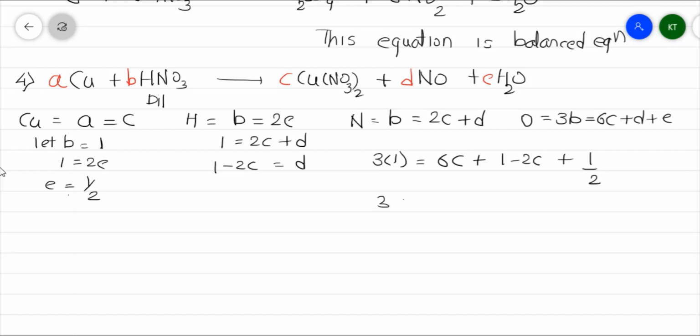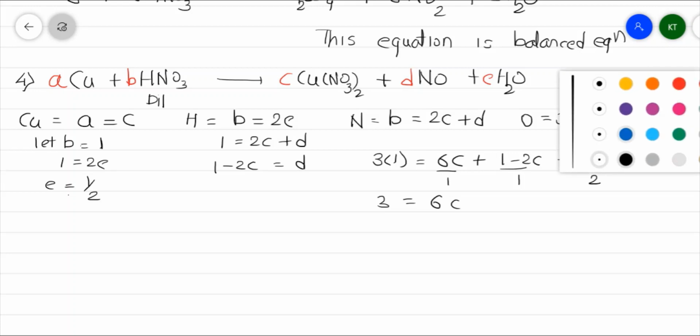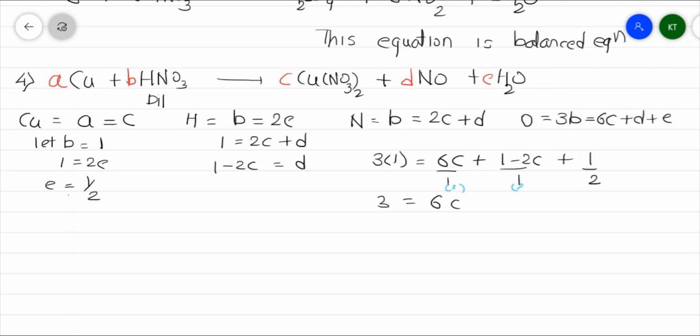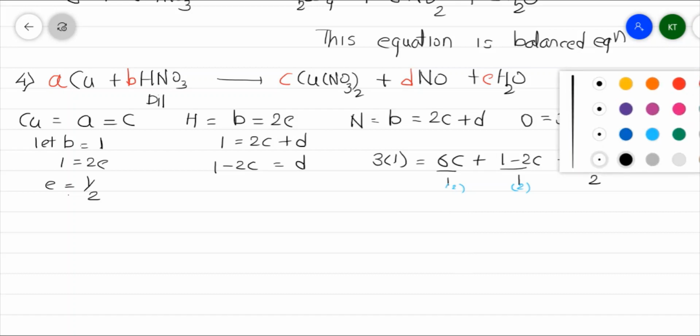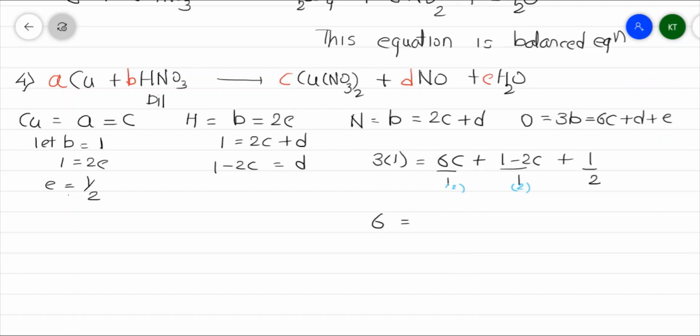So I have here 3 is equal to 6C plus 1 minus 2C plus 1 upon 2. Here I'll take the common LCM, that is 2. So I have here 6 is equal to 12C plus 2 minus 4C plus 1. So I have 6 here as it is, 12C minus 4C, that is 8C, plus 3. So C value I'll get as 3 upon 8.